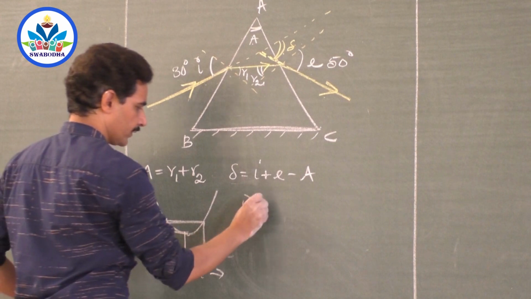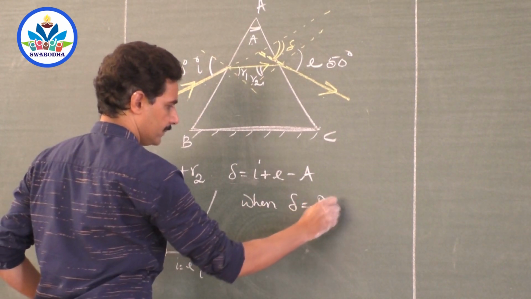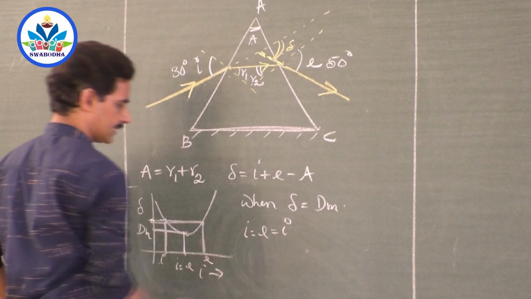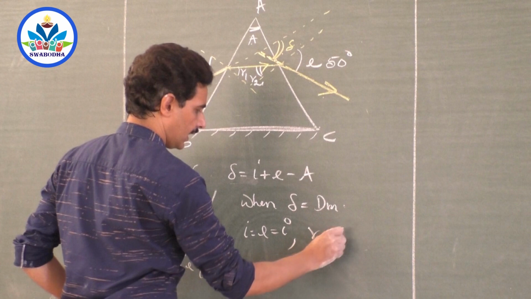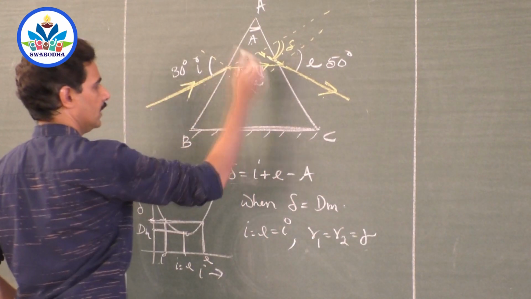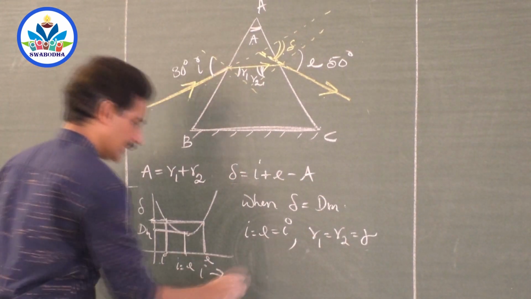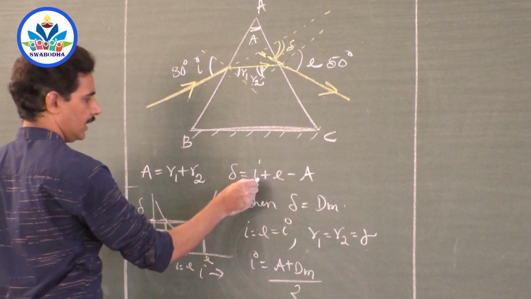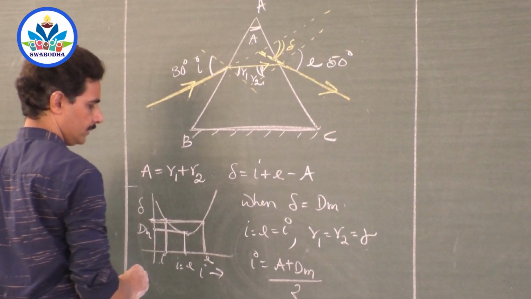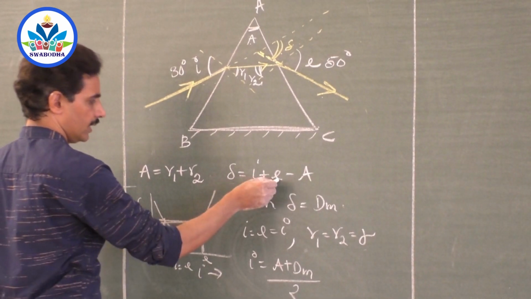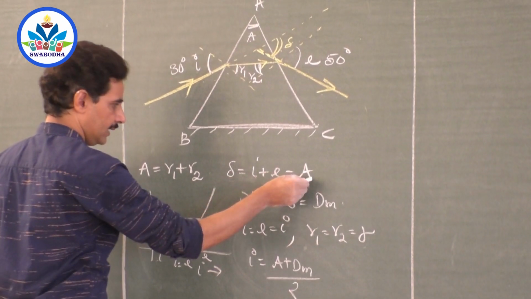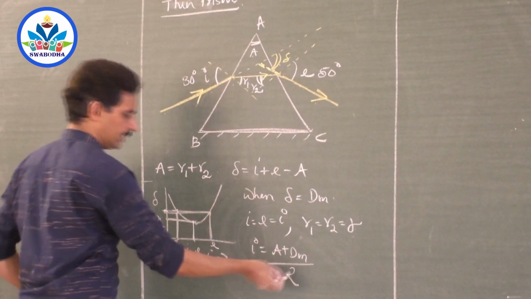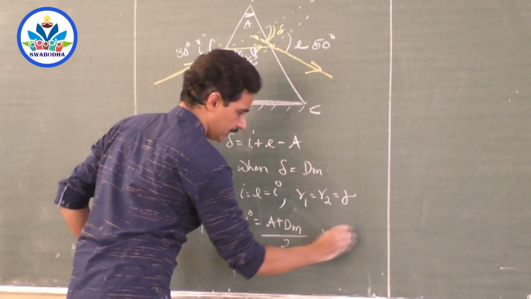So when delta is equal to dm, minimum angle of deviation, we have I is equal to E, which can be taken as I, and R1 is equal to R2 is equal to R, because these two become equal. Then what you will get? I is equal to A plus dm by 2. You can rearrange this. Put I equal to E equal to I, 2I minus A, this one becomes A plus dm, then by 2. Then R becomes equal to A by 2.